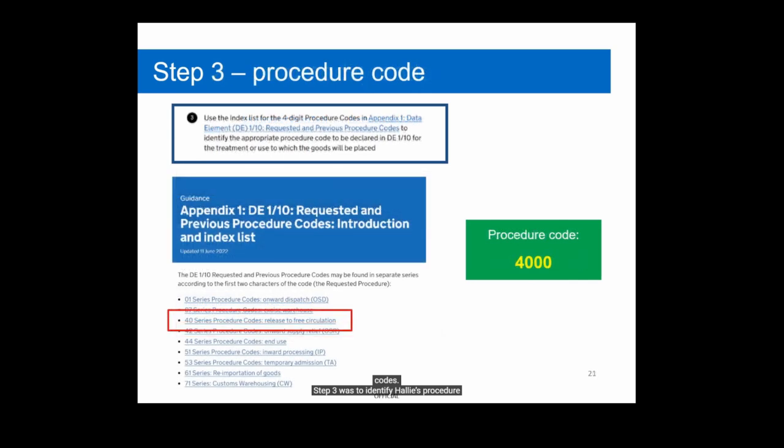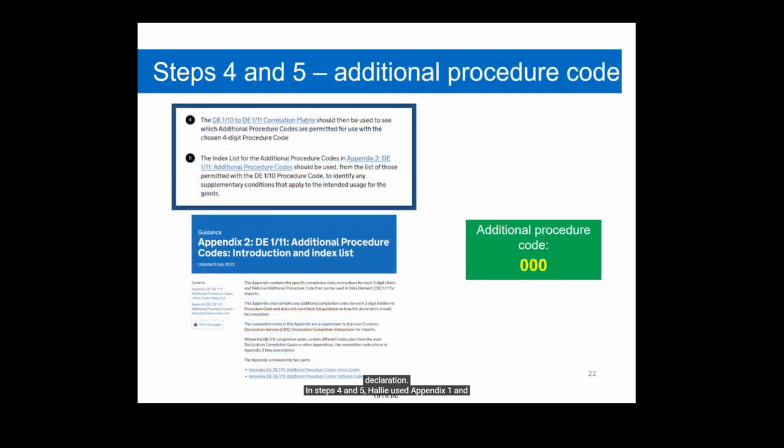Step 3 was to identify Hallie's procedure code. This is the first time Hallie used Appendix 1, which she continued to use throughout her declaration. In steps 4 and 5, Hallie used Appendix 1 and the data element 110 to data element 111 correlation matrix to identify the permitted additional procedure codes, and used Appendix 2 to determine which additional procedure codes were relevant to her declaration scenario.